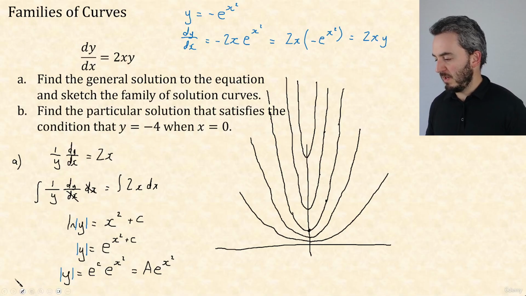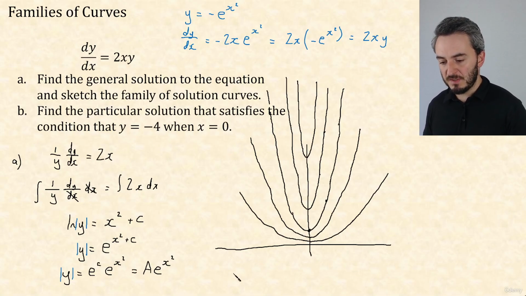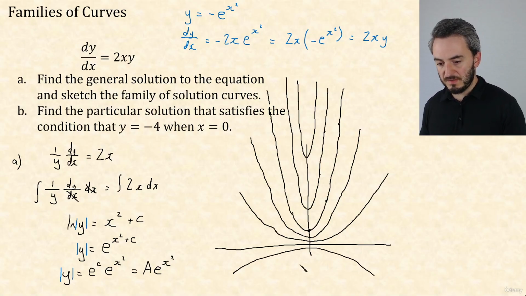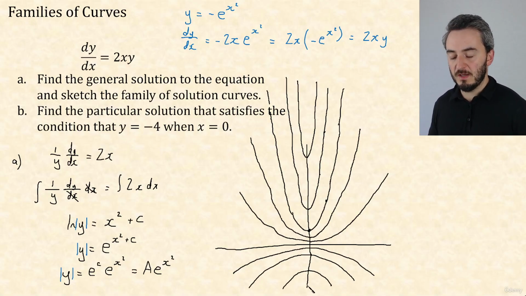All of which is a long-winded way of saying whenever you get one of these A e to the somethings, which will crop up quite a lot, A can be negative as well, which means in our family of curves, I want some negative ones as well, like this. So we have a full symmetrical diagram like that. I probably didn't give myself enough room, but this is the family of solution curves there.